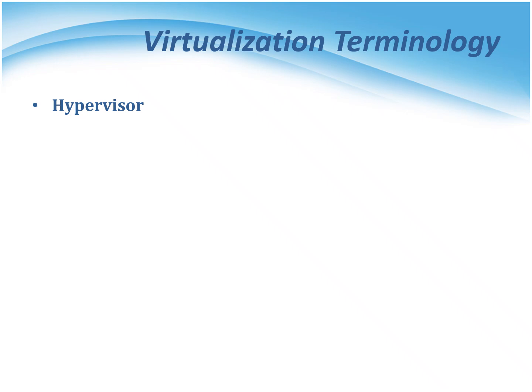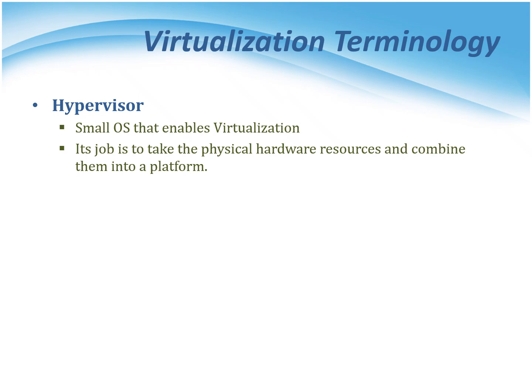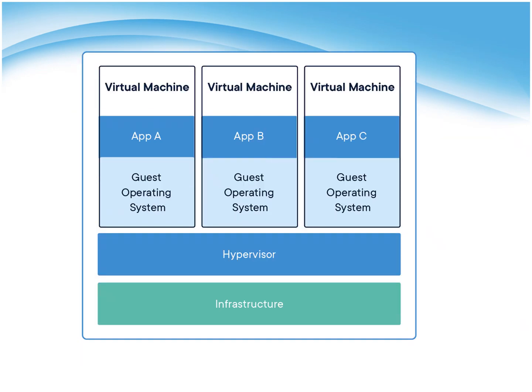So how can that be implemented? That is the hypervisor, a small OS that enables virtualization. Its job is to take the physical hardware resources and combine them into a platform, which is then delivered virtually to one or many different users. So you have the infrastructure, the hypervisor, then the guest operating system, app, and virtual machine. This is the role of the hypervisor. It is also a software layer which virtualizes the entire infrastructure over the internet, and it provides users with the feeling that the entire resource belongs to them.